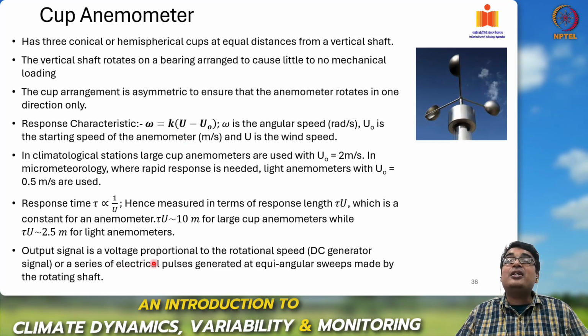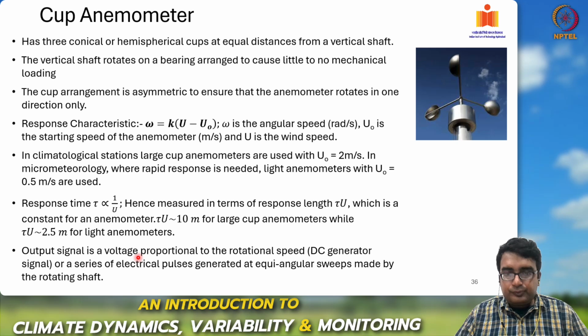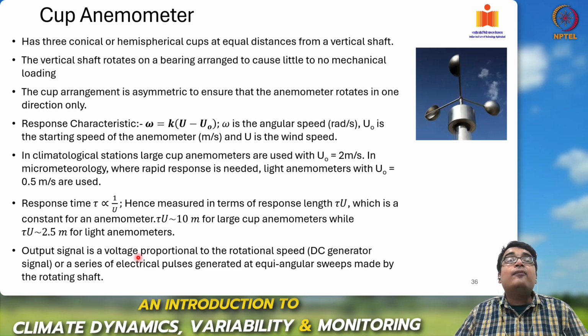Another option is a series of electrical pulses. So, this is a digitized format generated at equiangular sweeps made by the rotating shaft. So, for example, it is possible the switch turns on after one single revolution. So, suppose the shaft is rotating at 50 revolutions per minute. So, the switch will turn on 50 times over a minute of duration. And from that we know the shaft speed is 50 rpm, convert it to radians per second and get the wind velocity.